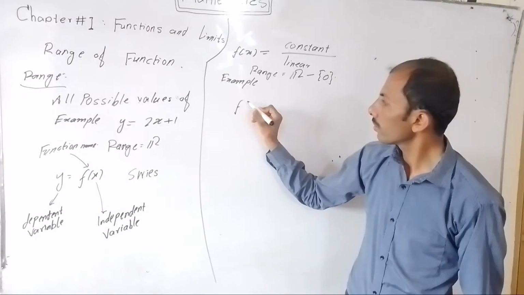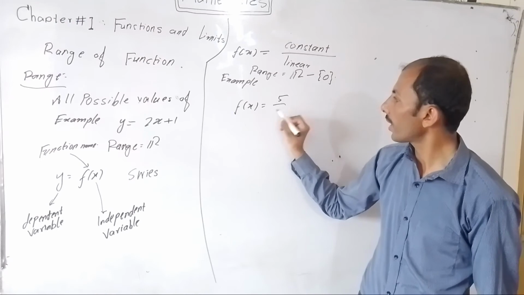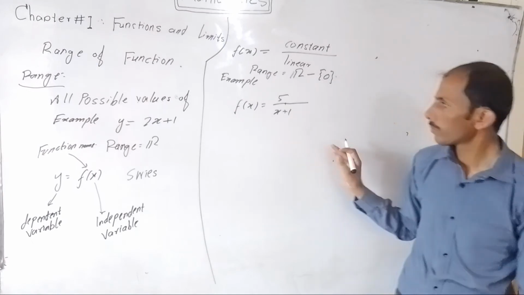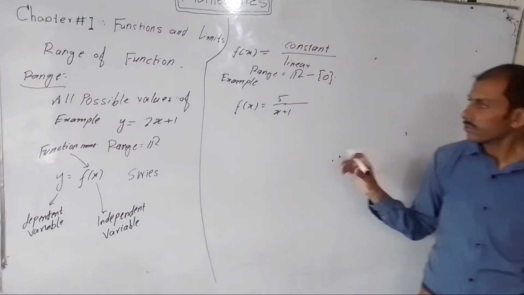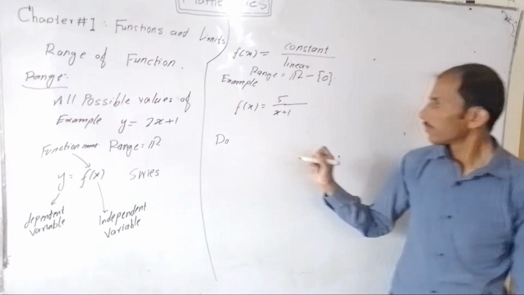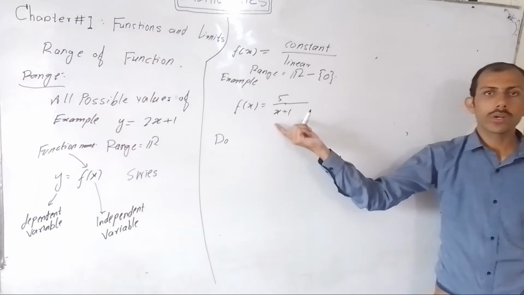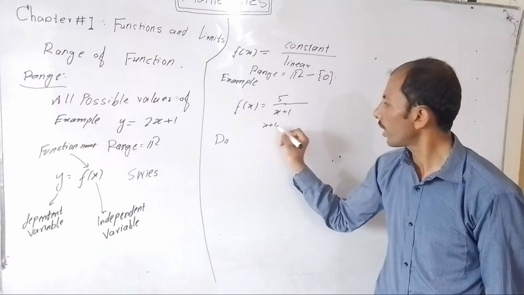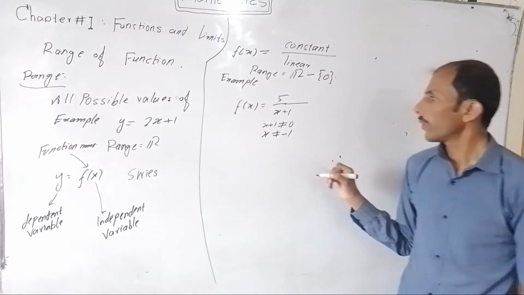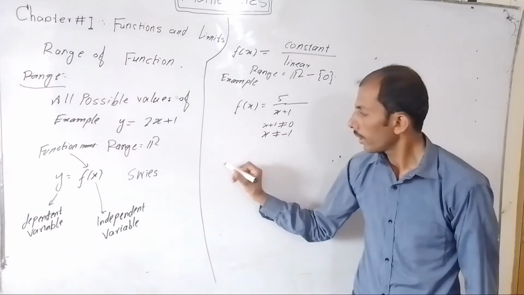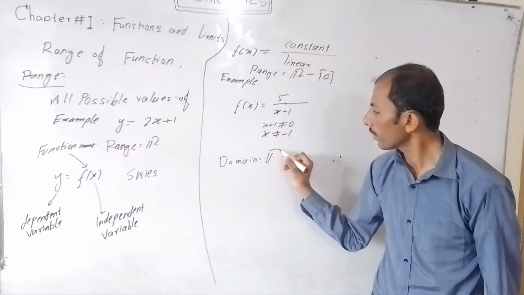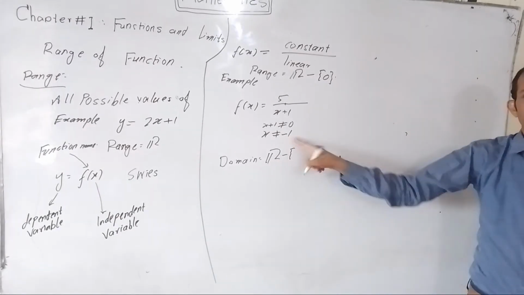Example, f of x is equal to 5 divided by x plus 1. Dear students, next the domain of this function. In case of domain, denominator not equal to 0, so x plus 1 is not equal to 0, so x is not equal to minus 1. Domain is equal to all real numbers other than minus 1.